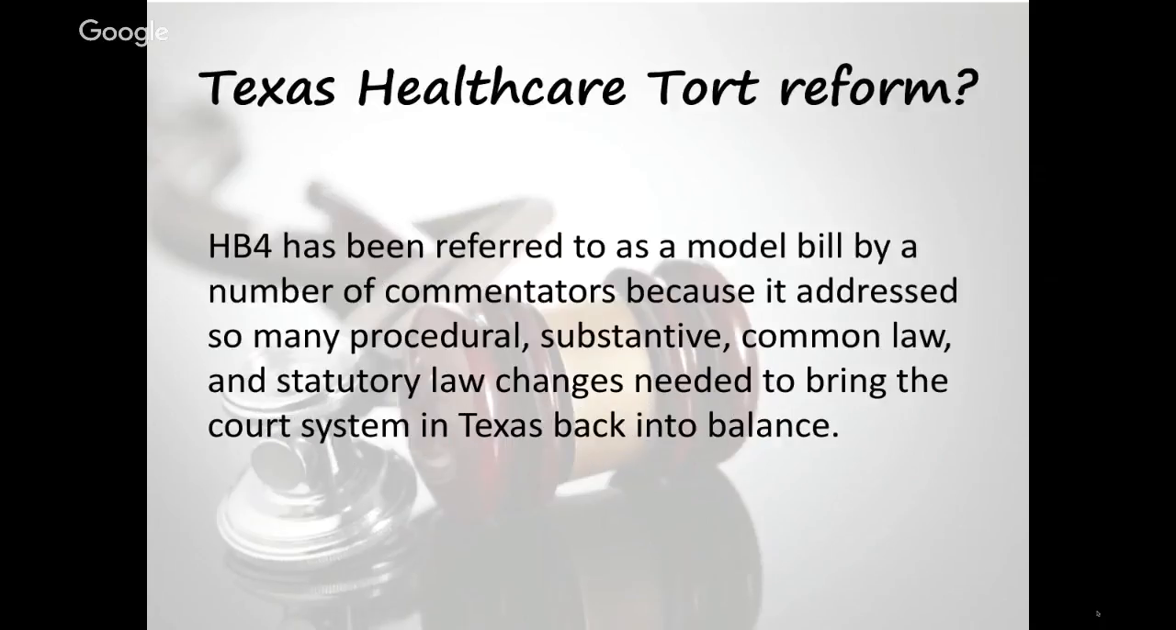HB 4 has been referred to as a model bill by a number of commentators because it addressed so many procedural, substantive, common law, and statutory law changes needed to bring the court system in Texas back into balance. HB 4 didn't contain particularly new or innovative ideas. Instead, the reform was a model because it used laws that had been adopted by other states and procedures used by the federal court system. The thing unique about it was that there were so many different things all put into this one bill.